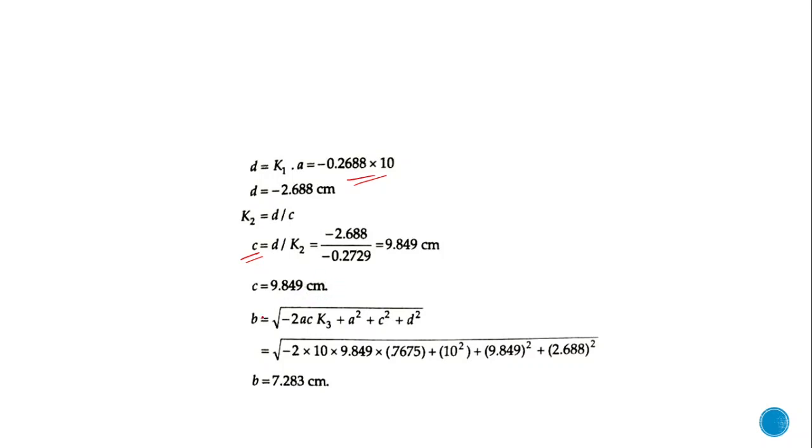Then b is equal to this particular equation. We must know this equation. Then we can easily calculate the value of b. B is equal to 7.283 centimeters. Here we can calculate the values of a, b, c, d, and we can take the magnitude of those values as the dimensions of the links.